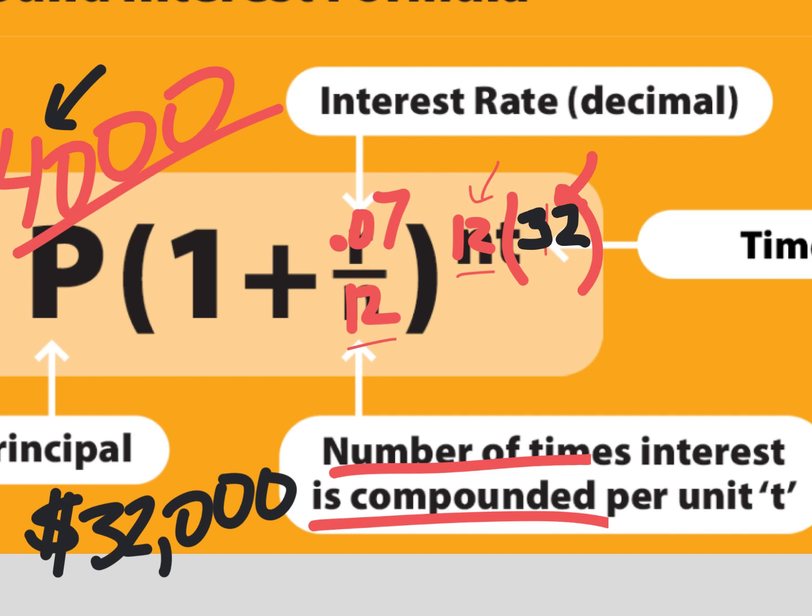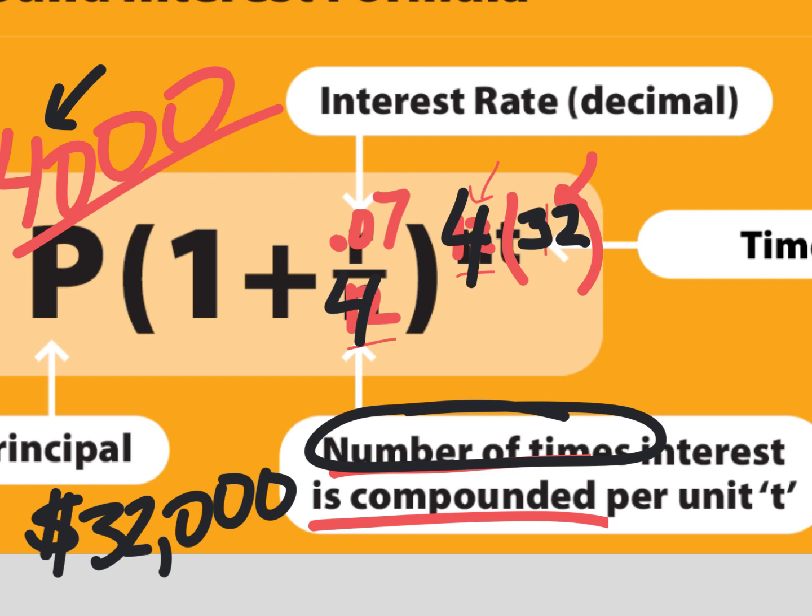Yes? If it says quarterly, do you put 3 or 4? Quarterly would be 4. Because, wait a minute. I get why you said that. Quarterly means there's 3 months at a time, right? But quarterly is how many times per year are you going to compound it? 4. So quarterly would be a 4. Yep, quarterly would be 4.